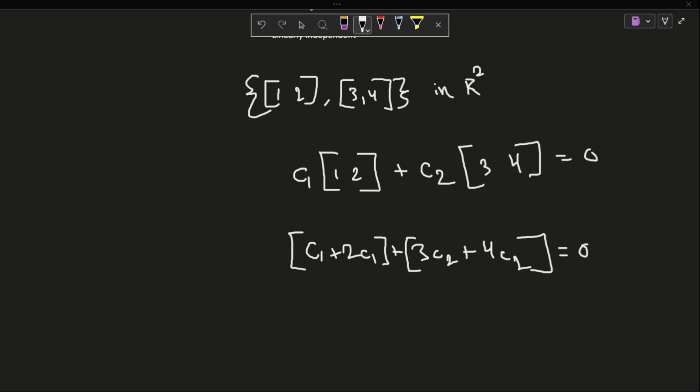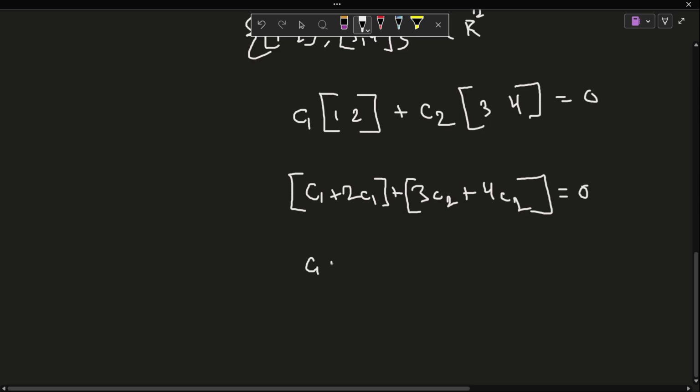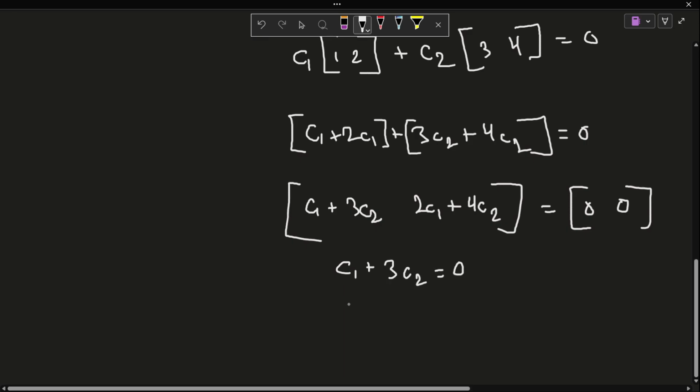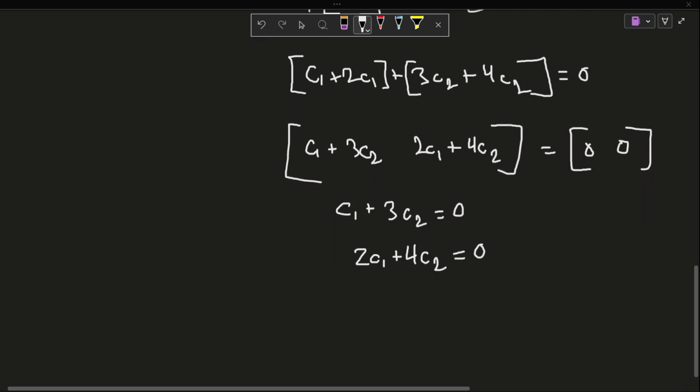And so you can basically just add the first ones: C1 plus 3C2, and then 2C1 plus 4C2. Both of these need to equal 0, because the 0 we have here is the same thing as a 0 tuple. Once we have that, we just need to check that C1 plus 3C2 equals 0, and 2C1 plus 4C2 equals 0, and we need to solve these equations to find C.